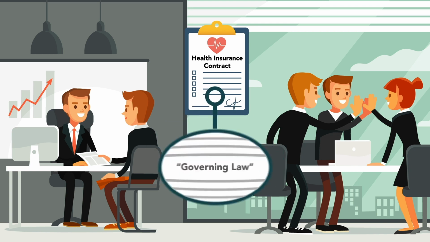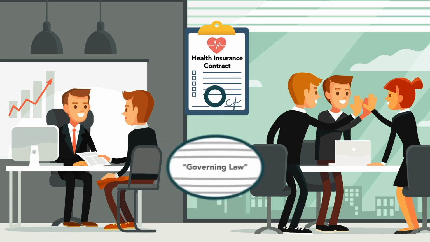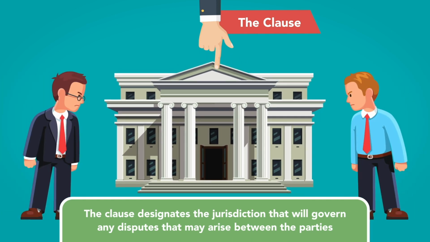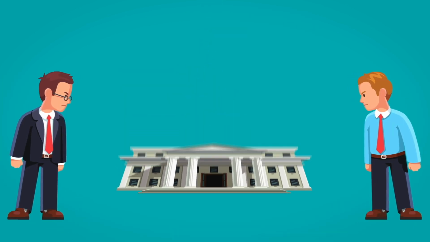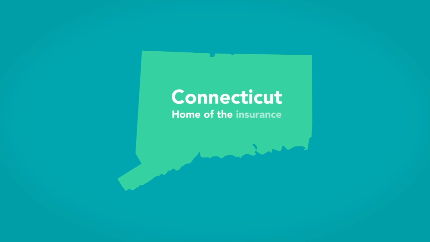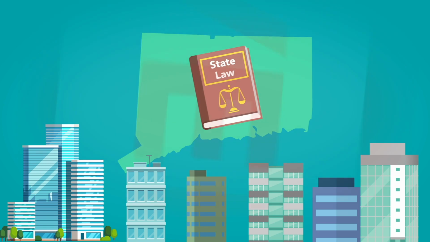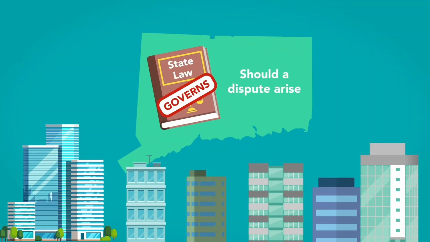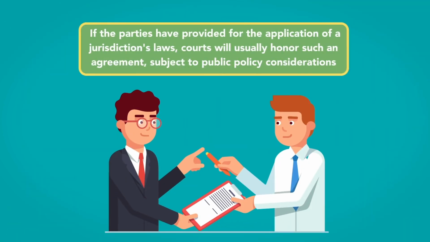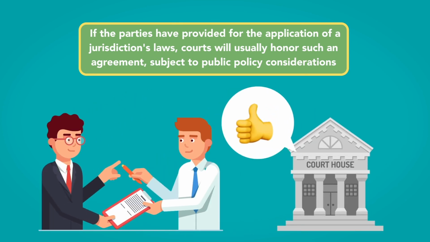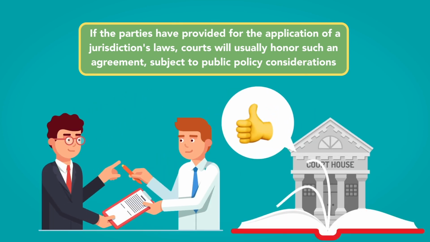This clause may have a heading such as governing law. The clause designates the jurisdiction that will govern any disputes that may arise between the parties. For example, since many health insurance companies are headquartered in Connecticut, the policy may specify that Connecticut law governs should a dispute arise. If the parties have provided for the application of a jurisdiction's laws, courts will usually honor such an agreement, subject to public policy considerations.